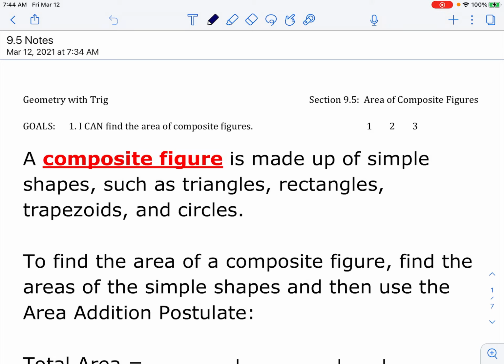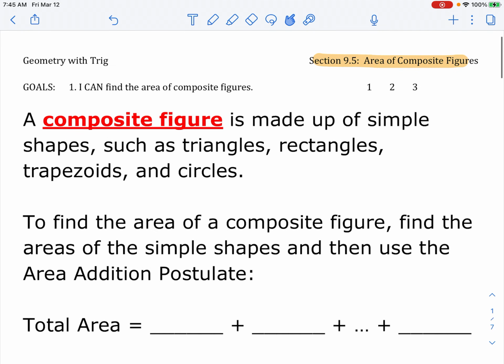Okay, today we're going to go ahead and get into the last section of Chapter 9. In this section we'll be focusing on area of composite figures. So here's the deal. A composite figure is made up of multiple shapes.